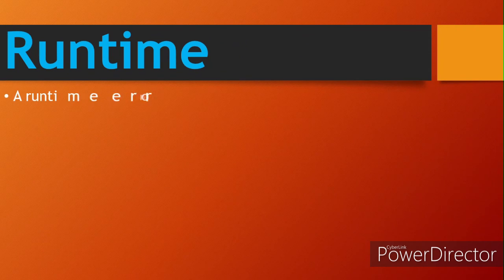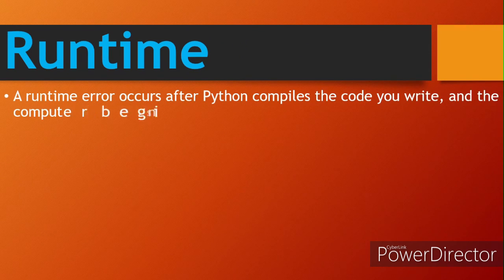A runtime error occurs after Python compiles the code you write and the computer begins to execute it. Runtime errors come in several different types and some are harder to find than others. You know you have a runtime error when the application suddenly stops running and displays an exception dialog box, or when the user complains about erroneous output.